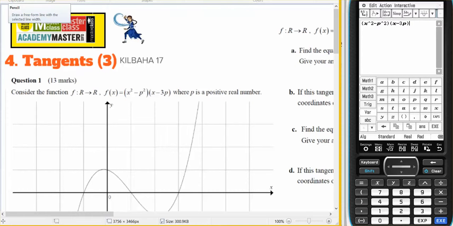This is for Year 12 Methods. It's Tech Masterclass number 4, which is the third of our tangent questions. So what have we got?